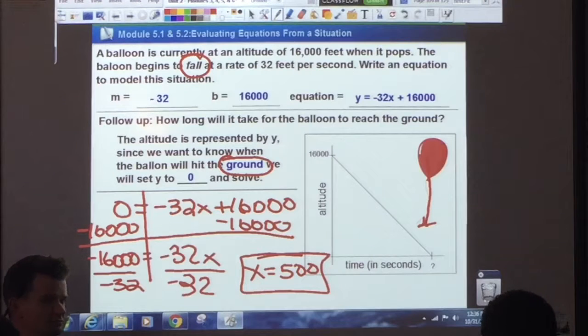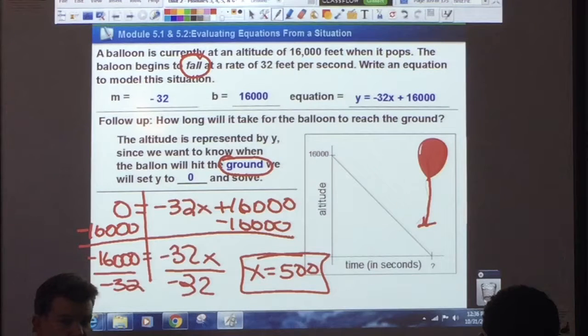You have to write an equation. This is the one time that we've seen all day where you were solving for y, and then your answer, x, the time, is 500 seconds. And that's a wrap. Questions on this one?